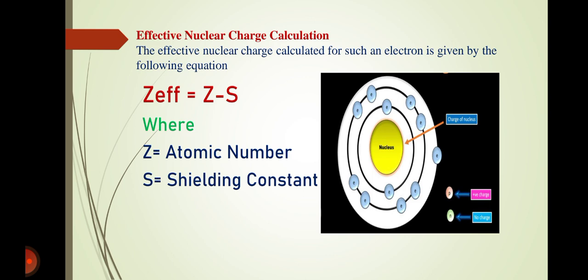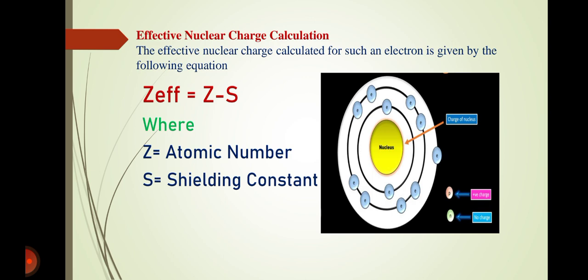What is the formula of effective nuclear charge? How do we calculate the effective nuclear charge? The formula is Z effective is equal to Z minus S. Z is the atomic number of the particular element. S is the shielding constant. Shielding constant we calculate with the help of Slater rule. In the next video we will talk about the Slater rules and how we calculate the shielding constant, and then we calculate the effective nuclear charge.